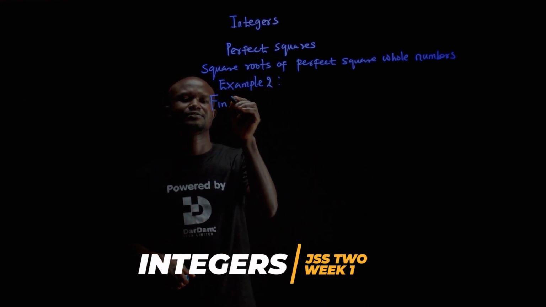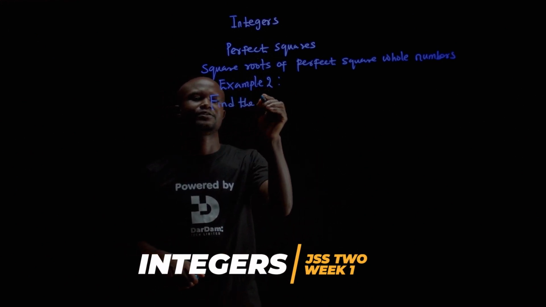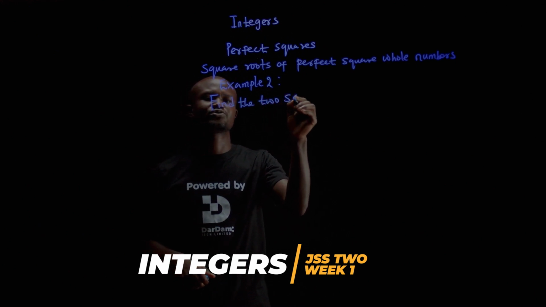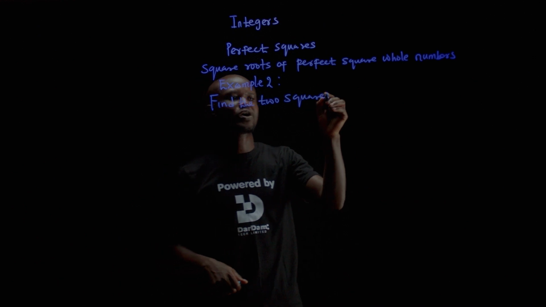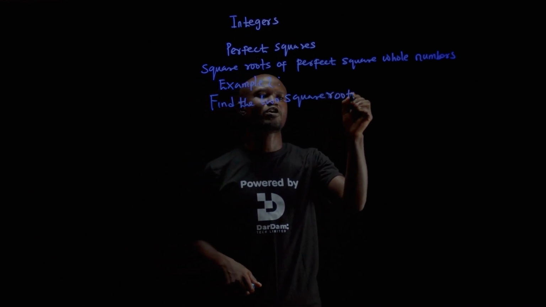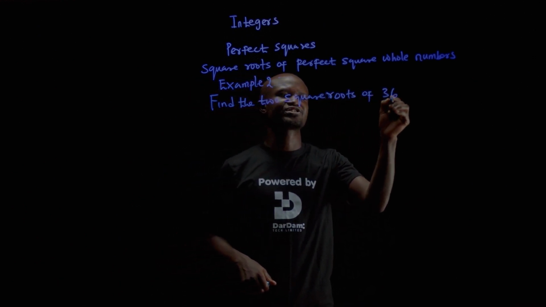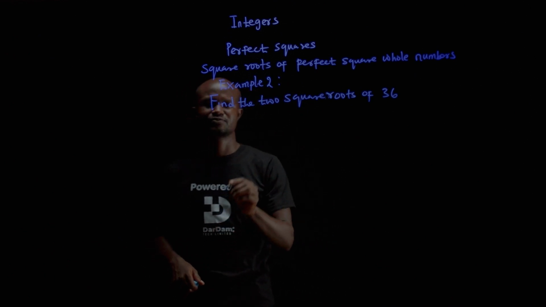Find the two square roots. The two square roots of 36. Solution.